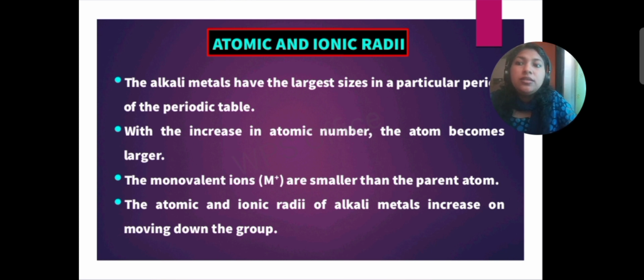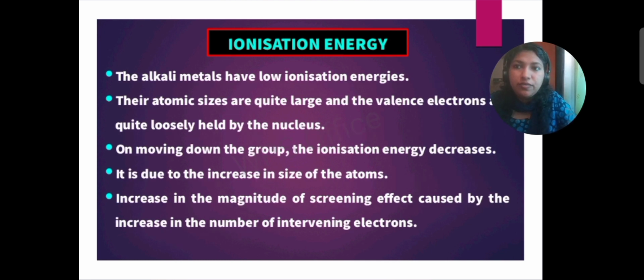The atomic and ionic radii of alkali metals increase on moving down the group. Both atomic radii and ionic radii of alkali metals increase on moving down the group. Then ionization energy. We already discussed that ionization energy increases from left to right, whereas from top to bottom ionization energy decreases. Ionization energy is the minimum energy required to remove an electron from the outermost shell of an isolated gaseous atom. The alkali metals have low ionization energies.